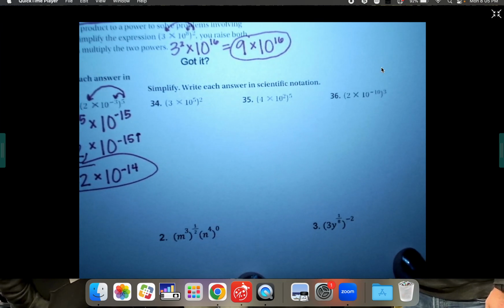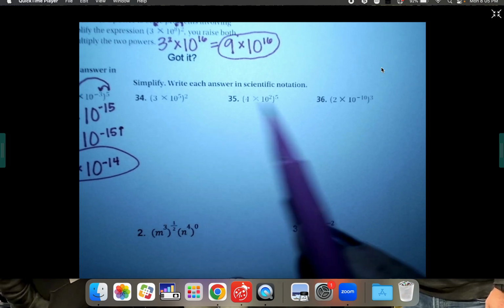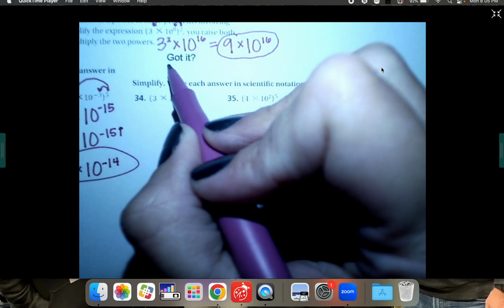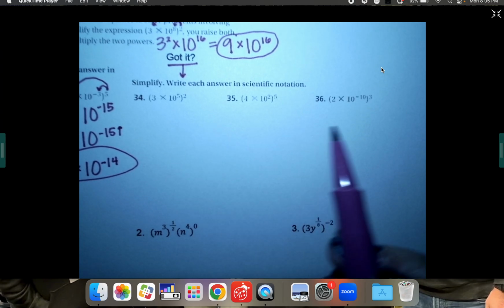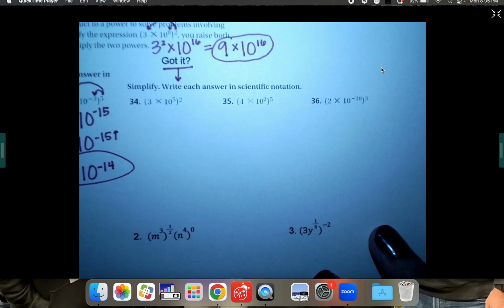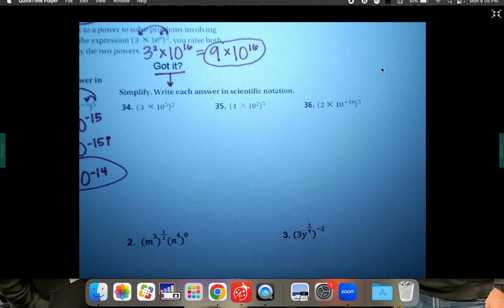Okay, it is time for you to press pause and try this. It was supposed to be for this section. So push pause and try these 3 on your own, or I can help you if you want to let the video play.